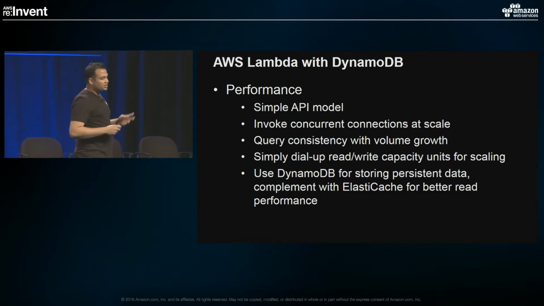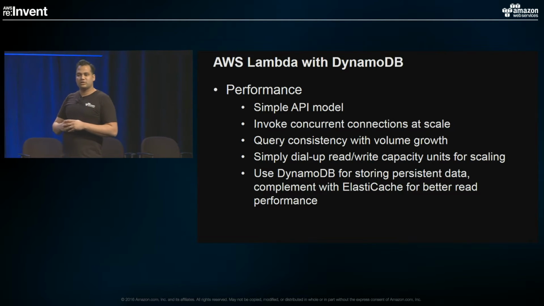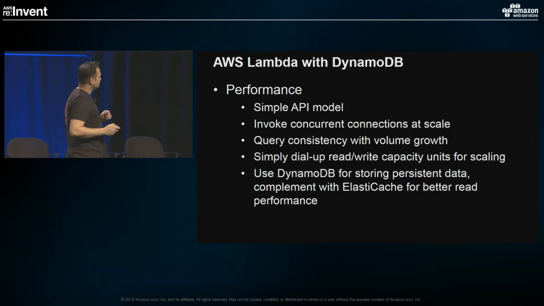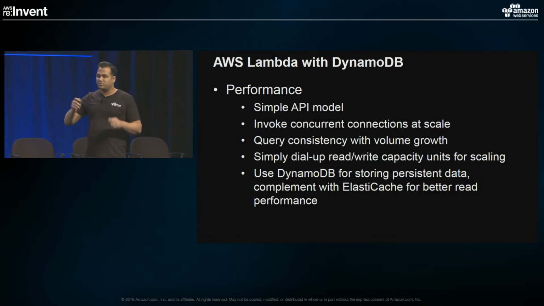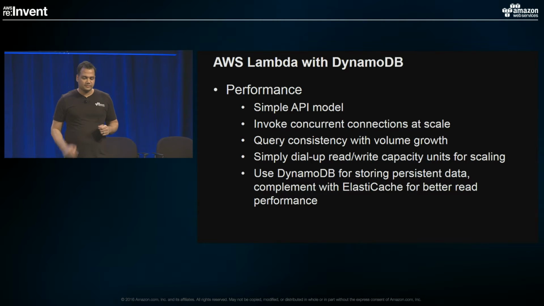And you can invoke concurrent connection scale. In our example, we're going to see how DynamoDB can scale to be able to handle traffic by offering a simple configuration setting. If your performance needs to be increased, you can simply dial up your read and write speed, and you automatically get that new performance that your application needs.